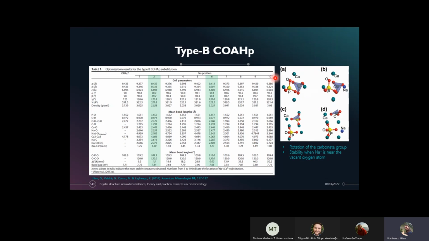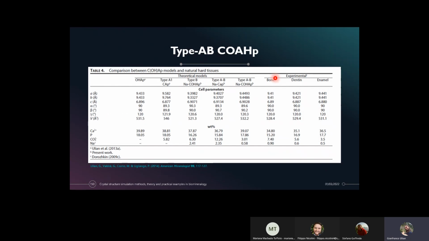We found the preferred position of the carbonate ion inside the structure, and here you can see a comparison between the different theoretical models of hydroxyl apatite, related to the type A, type B, and type AB carbonate hydroxyl apatite models, in comparison with the experimental determined structures. We can see that there is a nice agreement, for example, for the type AB for this sample here with all the other experimental determined structures.